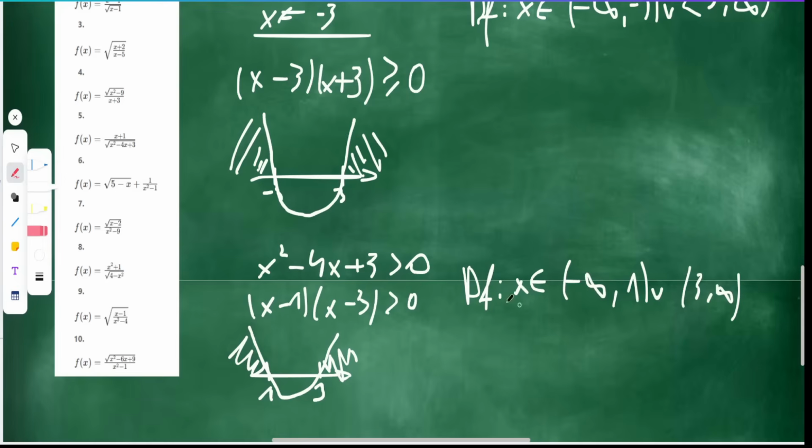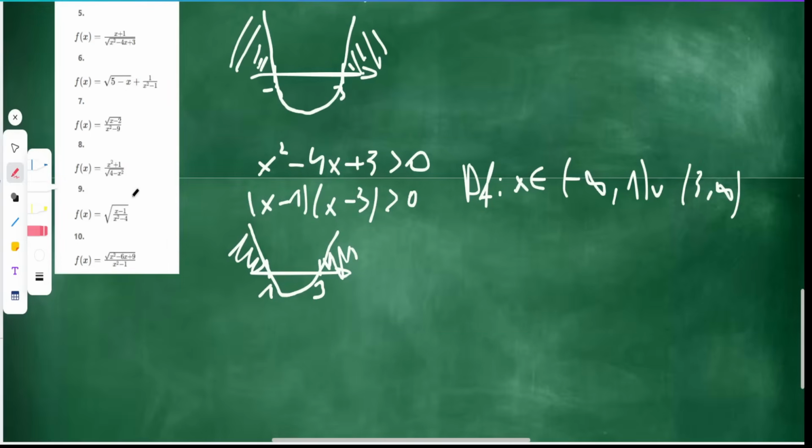Let's move on to the next task. Here is quite an interesting task. We have here, as if, a function consisting of 2 parts. In the first part, we have a function under the root. In the second part, we have a function that has some binomial in the denominator. We have to consider both and find their common part.